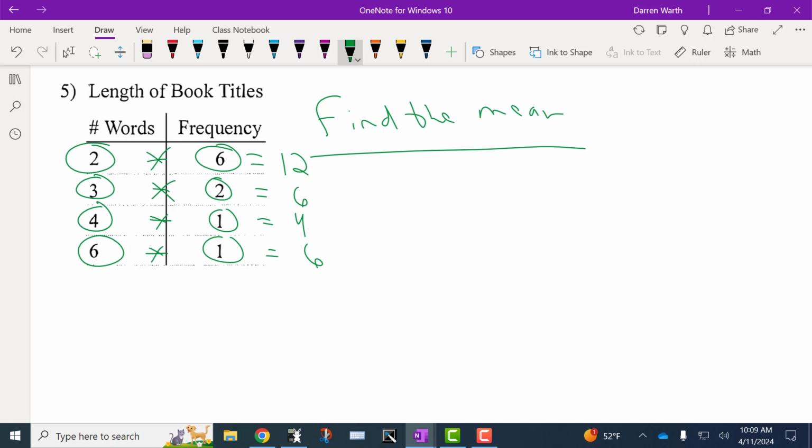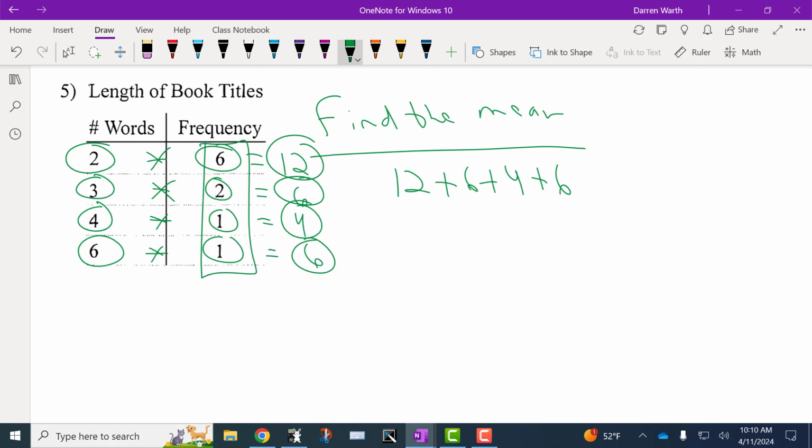So when I find the mean, I actually have to add these numbers together and then divide by that total right there. So I'm going to add all those numbers together. So notice I'm going to take 12 plus 6 plus 4 plus 6. And notice the frequency with which that happened right there. In other words, this is how many times it happened. When I add these together and I take 6 plus 2 plus 1 plus 1, that's going to be my total. That's going to be my n, which is going to be 10. So I'm going to divide that by 10 when I'm done.